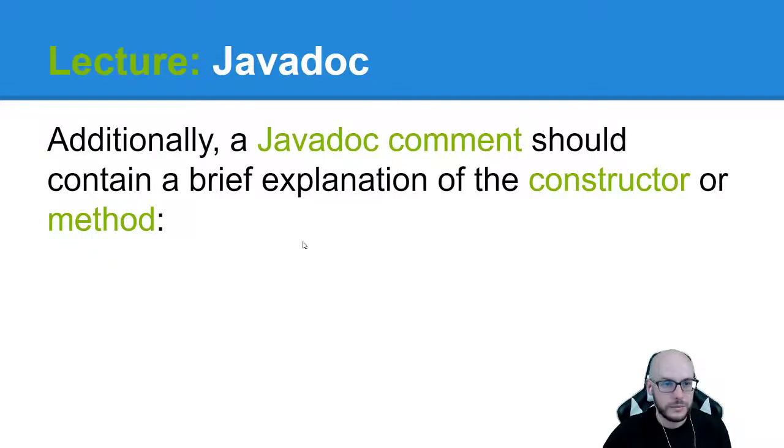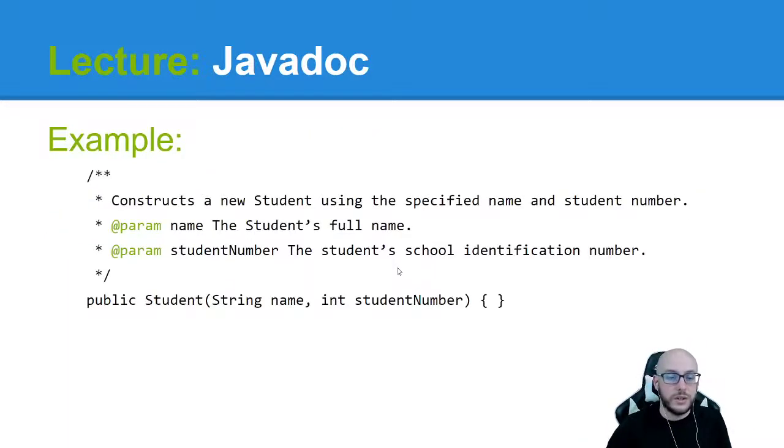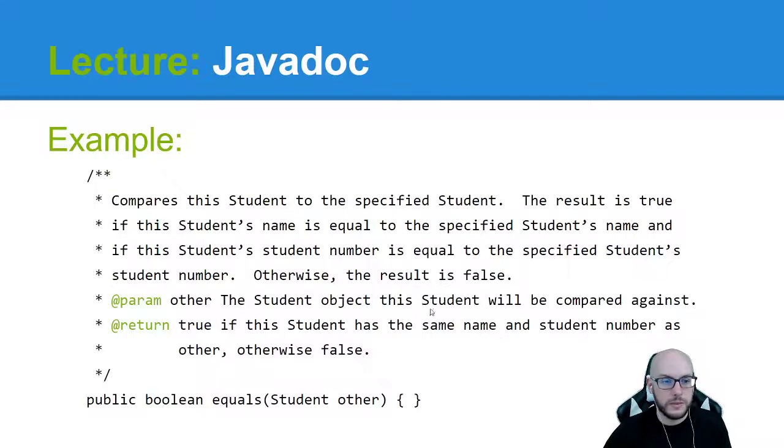Okay? Additionally, a Javadoc comment should contain a brief explanation of the constructor or method. So we've seen those tags, those annotations, but it's also a good idea to generally talk about what this does. This constructs a new student using the specified name and student number. That's pretty simple because this constructor is pretty simple, but you could imagine some pretty complex scenarios where a good solid comment helps out there.